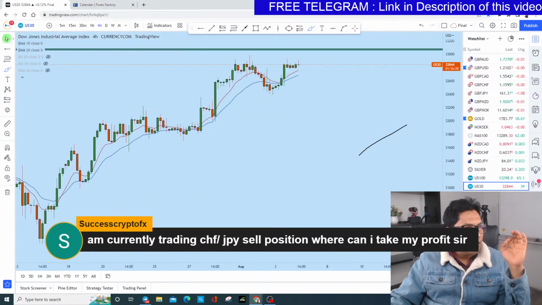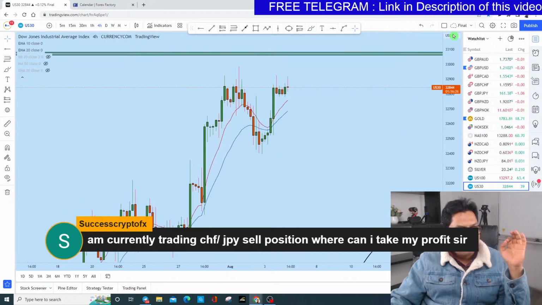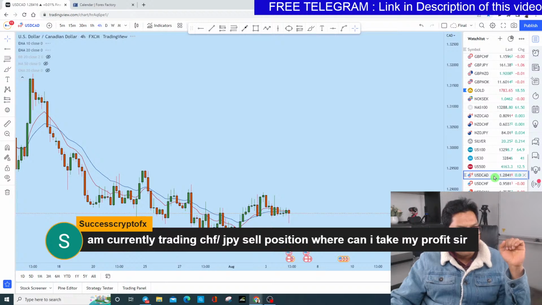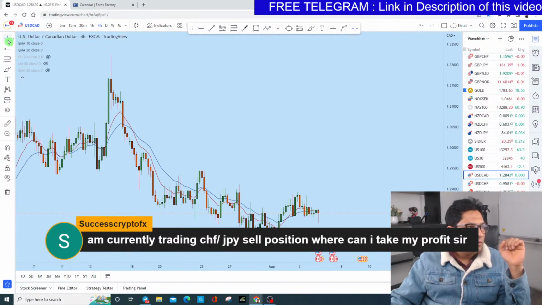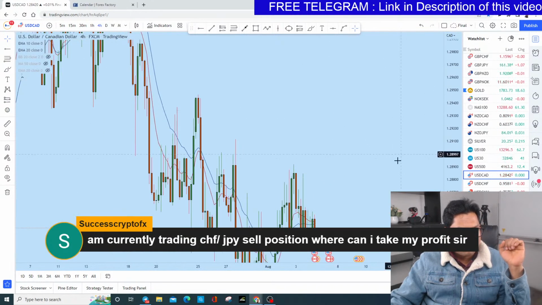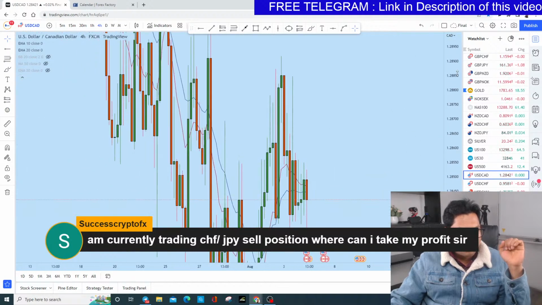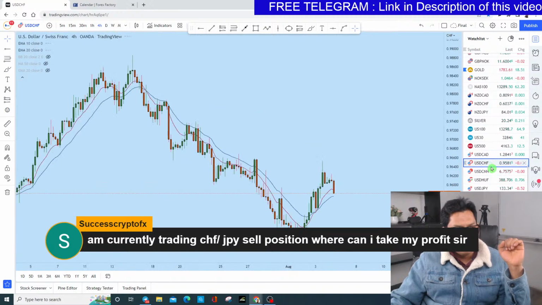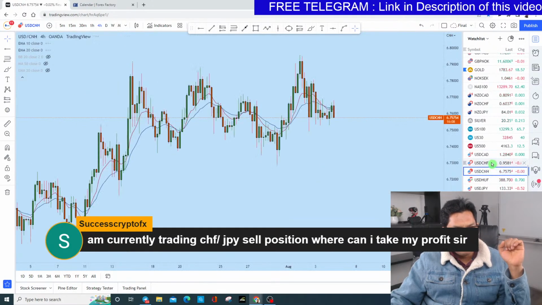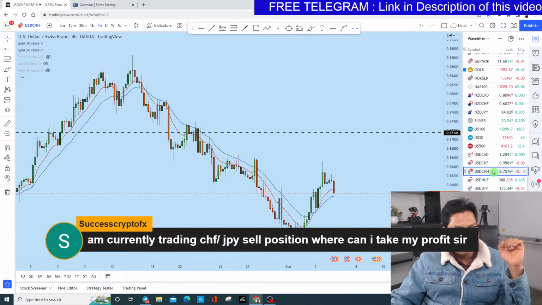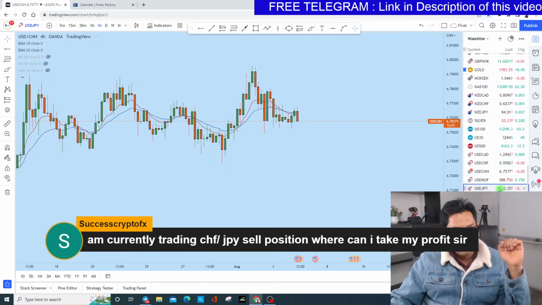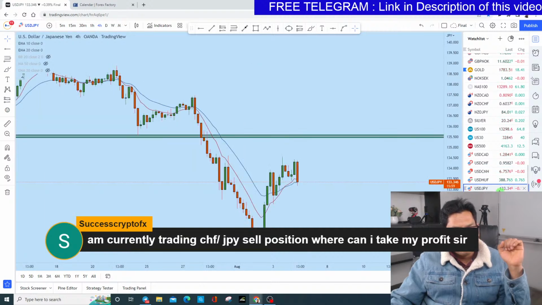And US 30 also bullish. US 30 also we are running a trade, which is we entered there. USD CAD might be moving sideways. USD CHF, same thing. So yen is getting strongest now.